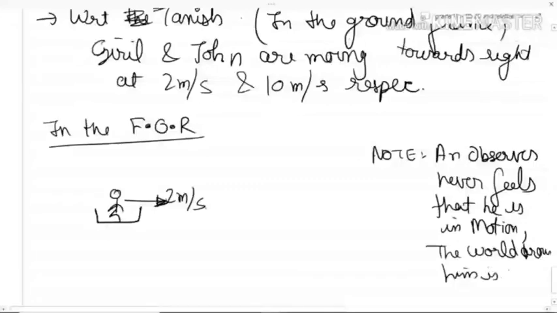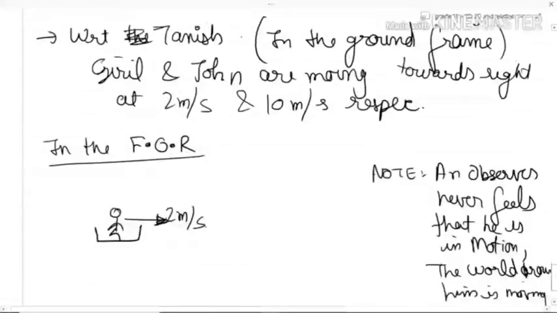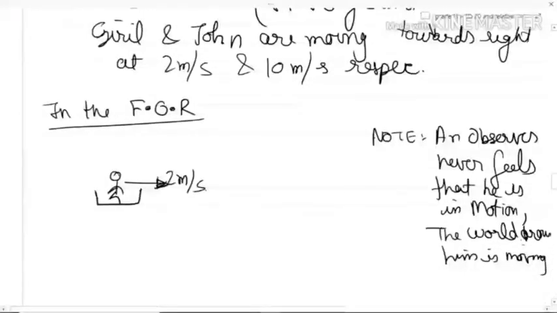Suppose you are sitting in a car, then do you see yourself to be moving, or do you see the buildings to be moving in the backward direction? Buildings. Exactly. So you don't see yourself to be moving, right? So always remember, an observer never moves with respect to himself, so he will always be at rest with respect to himself.